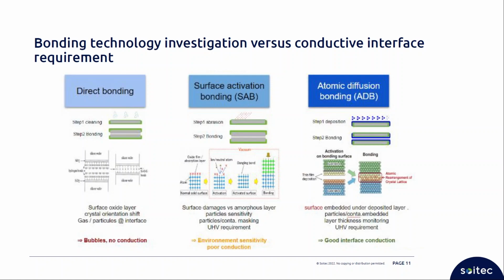Direct bonding is quite difficult because you always have some oxide on the surface. It doesn't work. With surface activation bonding, when you have no oxide, you can have some bonding. You can have more defects at the bonding, and it's very, very sensitive to the environment and the conduction is not so good. We adopt an atomic diffusion bonding process where we deposit thin layers of silicon, and when we bond both, we have a good bonding.